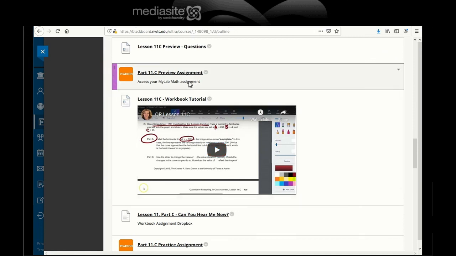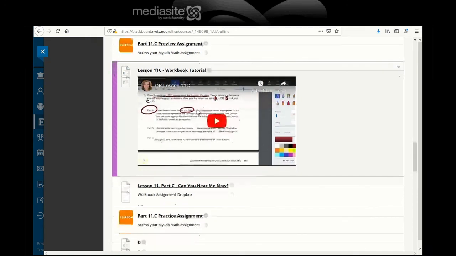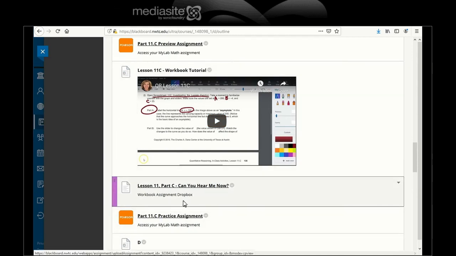At which point you can go and work with Stephanie on the workbook tutorial that goes along with this preview. Copy it, PDF it, photograph it, upload it, and then work on 11C.